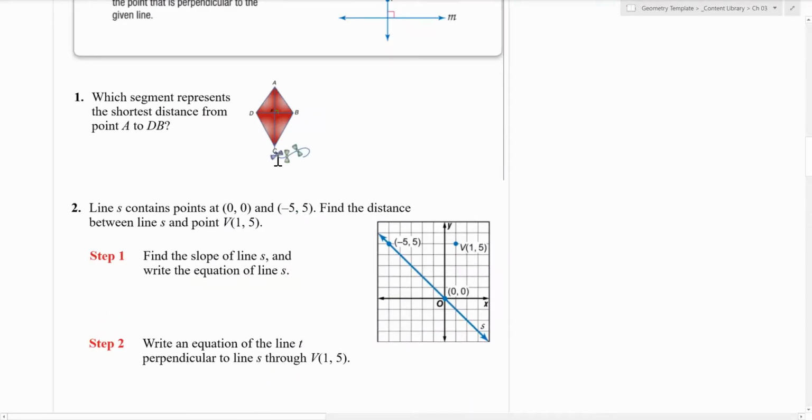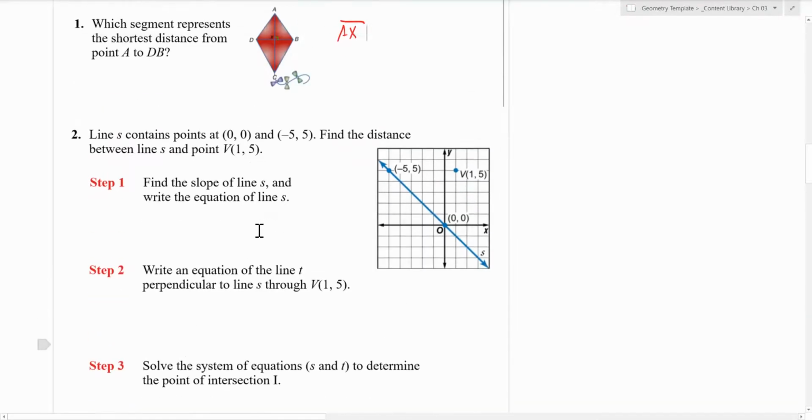Which segment represents the shortest distance from point A to DB? You can't see it, but there's a little X there that's the point of intersection. Well, the shortest distance is the perpendicular distance from this point to this line. And so that's going to be line AX. Okay, segment AX represents that shortest distance.